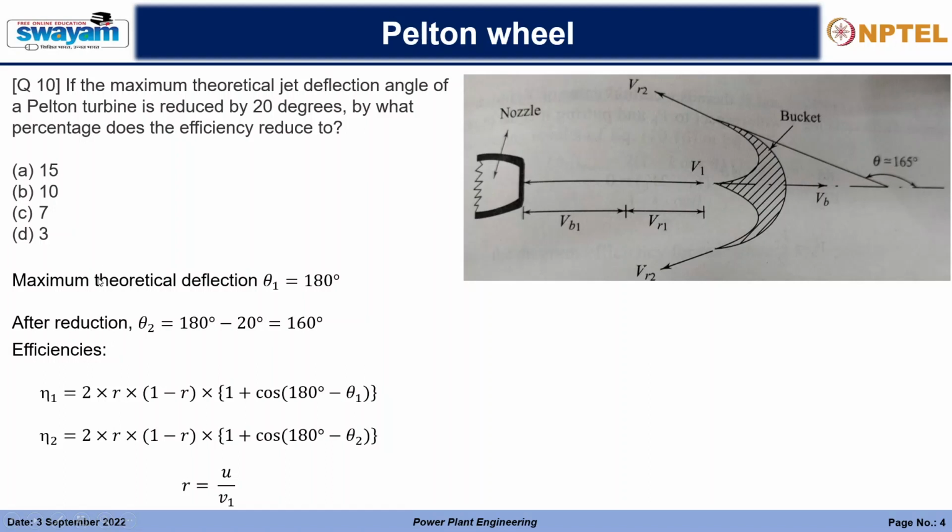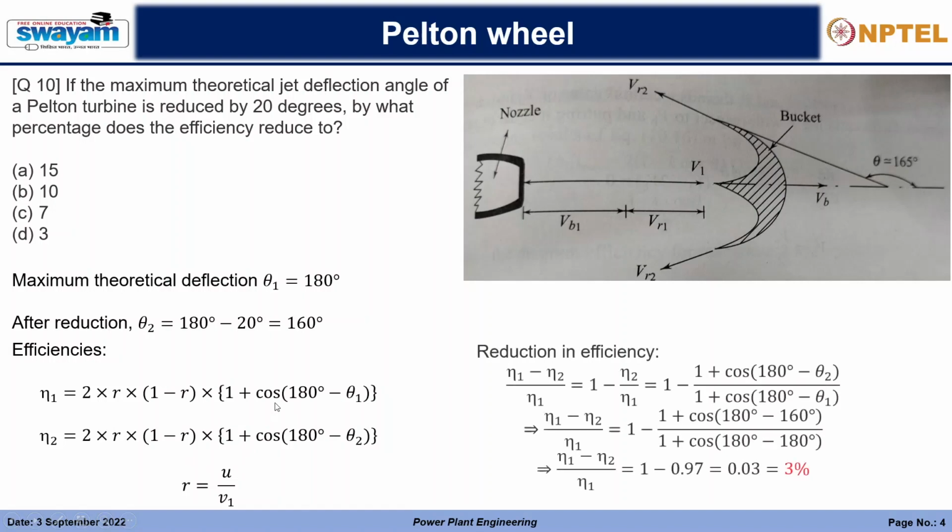Now our question suggests that if the condition is a maximum theoretical deflection of 180 degrees, and we reduce theta to 160 degrees, you can imagine from here, then what will be the reduction in efficiency? The efficiency we calculate separately. The R is remaining constant in both cases. Then the reduction in efficiency can be calculated in this manner. A simple calculation will directly get us 3%. So this is the reduction in efficiency. The answer is D.